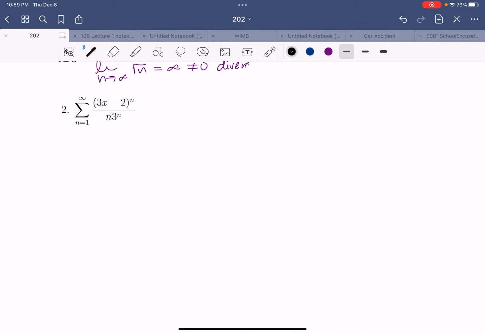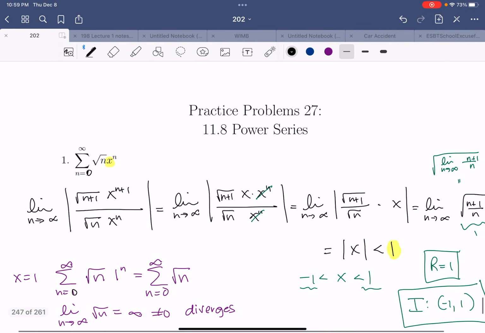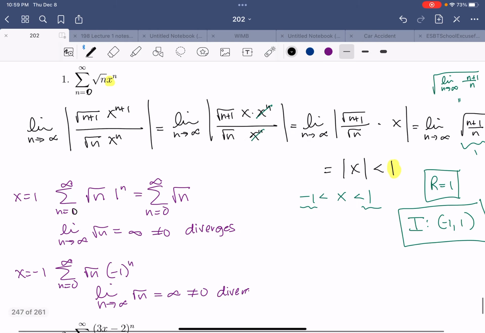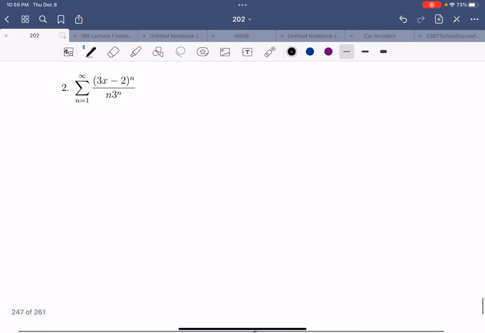Hi all, we didn't get to finish the practice problems from 11.8 in class. I think I ran out of time with number 2, so I want to go through and make sure we've got all the details on that one.